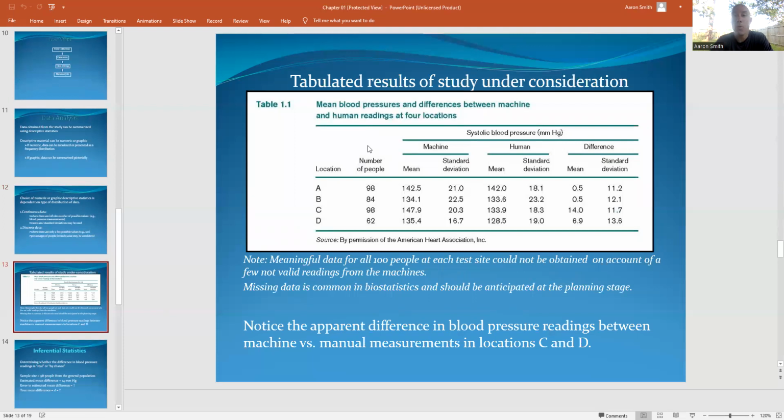Now we're going to tabulate the results of the study. And so here for this table, we have the mean blood pressure and difference between machine and human readings at 4 locations. So we have locations A, B, C, and D. We can see that we have less than 100 at each location. Here is the machine measurement, average, standard deviation of the blood pressures for the machine. Here is for the old school manual way, we have the average and we have the standard deviation.